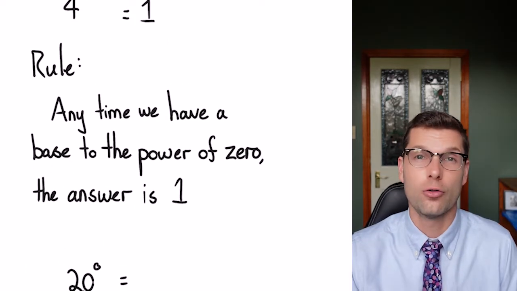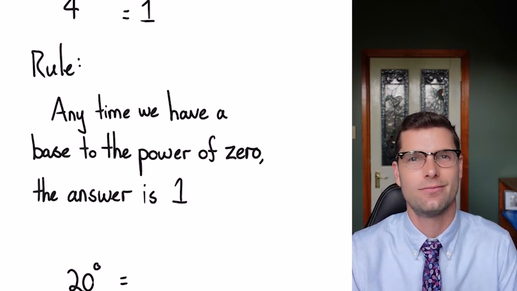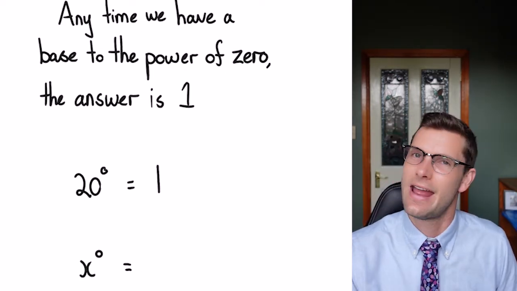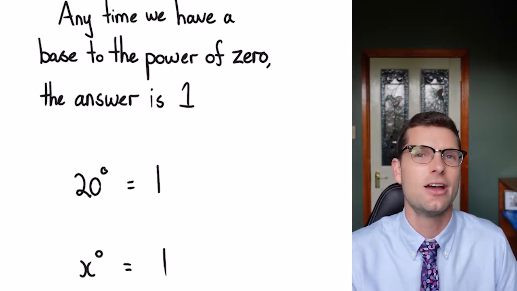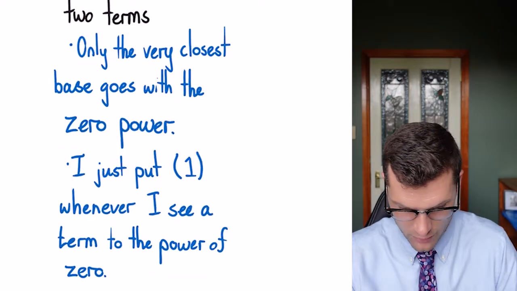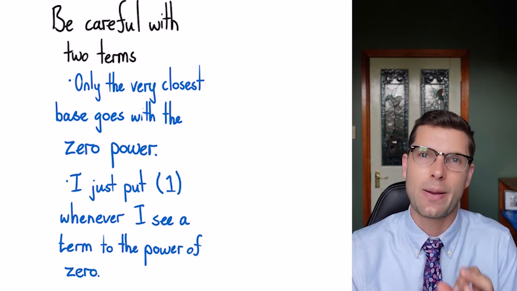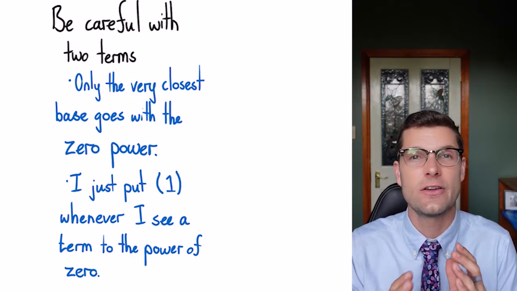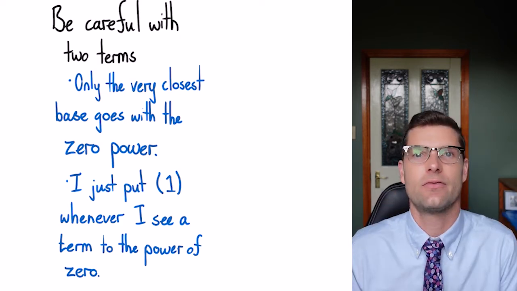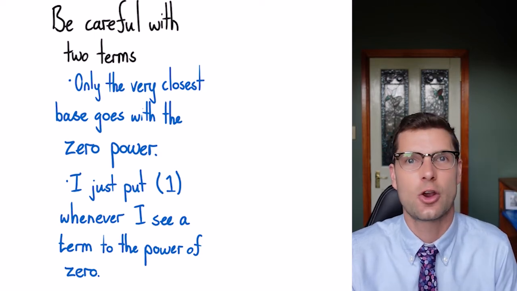So my overall rule is that any time I've got any base to the power of 0, it equals 1. 20 to the power of 0, 1. X to the power of 0, 1. Don't have to do any work for these ones. The only time we've got to be careful with these is when we've got two terms. The power of 0 only goes to the letter that is directly next to it. So whichever's shoulder the 0 is sitting on, that turns into 1, but nothing else in the equation does.